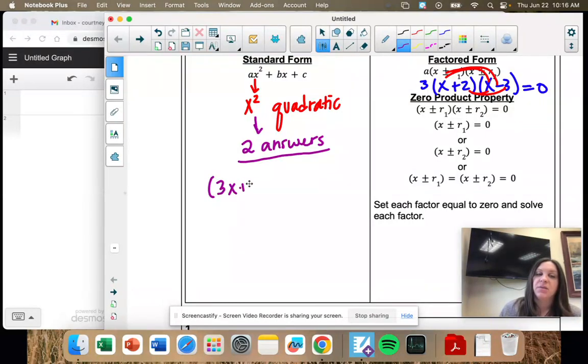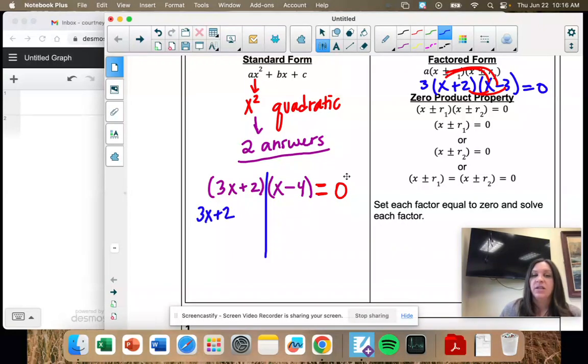If I have something in factored form, the new addition for 3.4 is we're adding equals 0. So to solve, we're going to set each factor equal to 0. We're going to use that equals 0 for each factor. The factors are what is in the parentheses. This is the zero product property. So then you have 2 equations to solve.